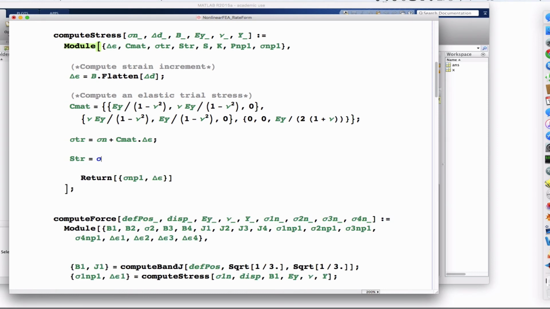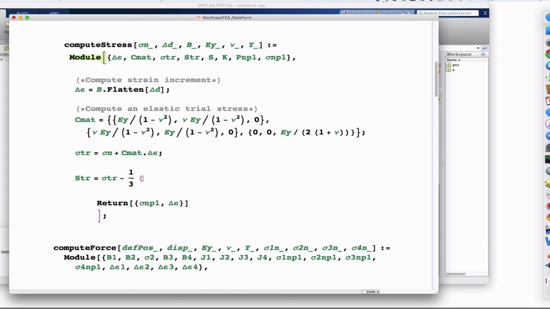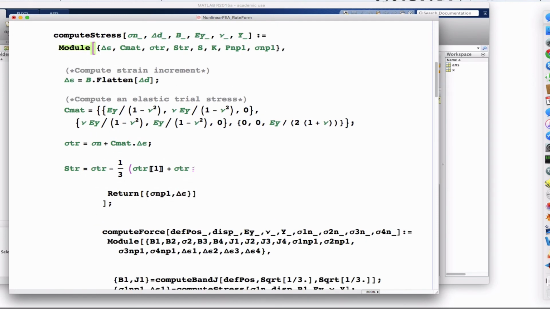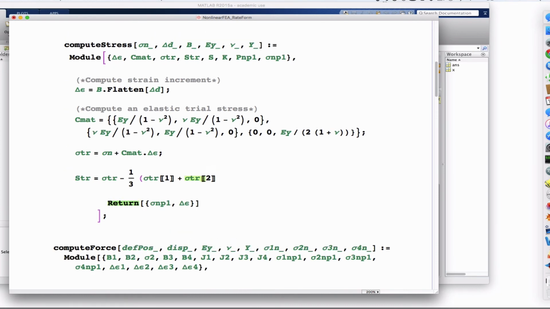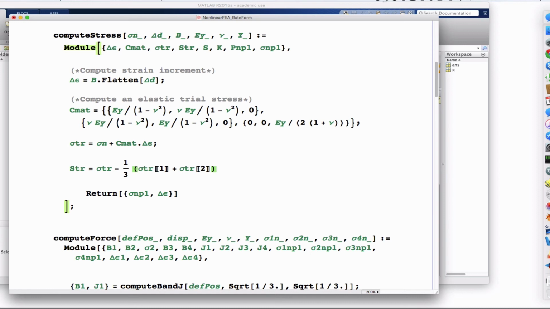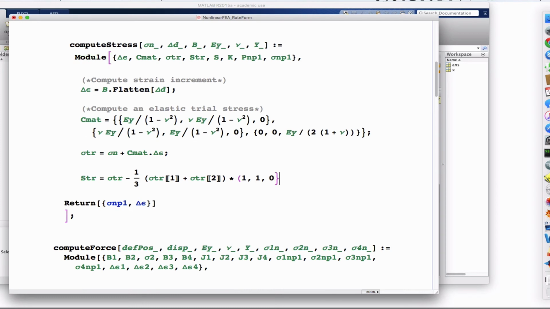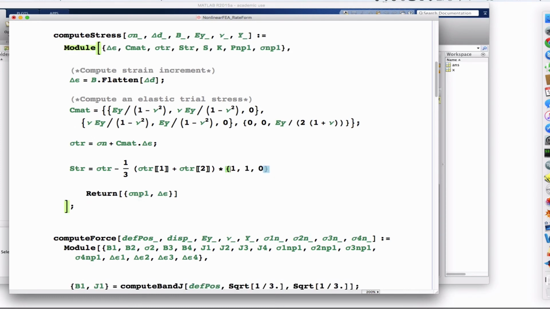So the trial deviatoric stress is the trial stress minus 1/3 sigma kk, which in a 2D problem is sigma kk times that m, which is 1, 1, 0. So that's the deviatoric stress, right? The stress minus 1/3 sigma kk, delta ij, right? But it's a 2D problem, so we do it this way.